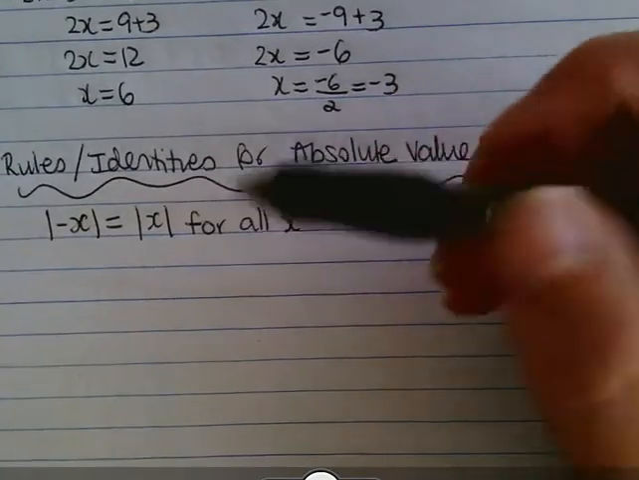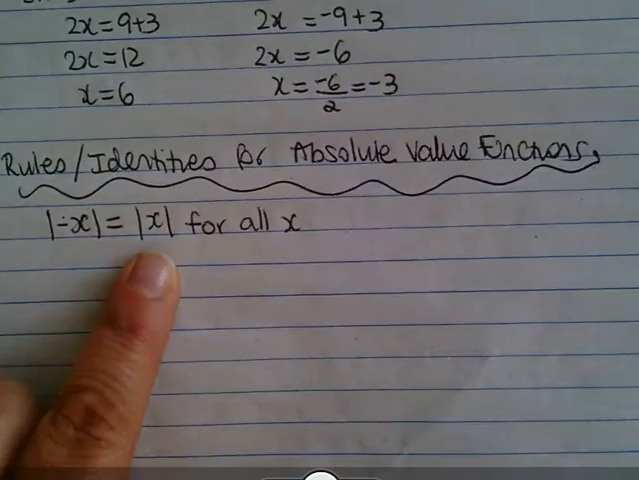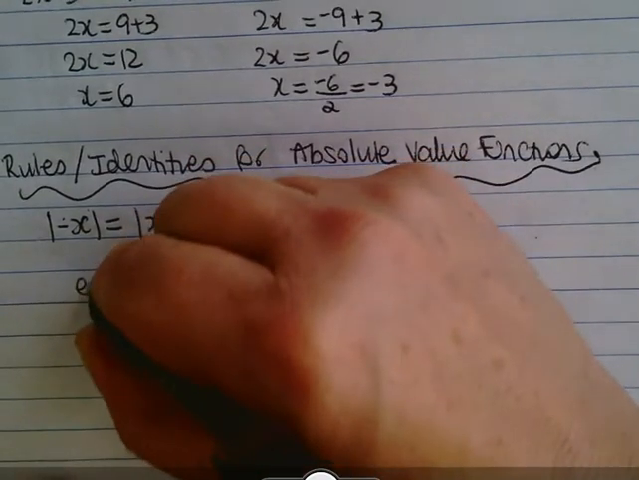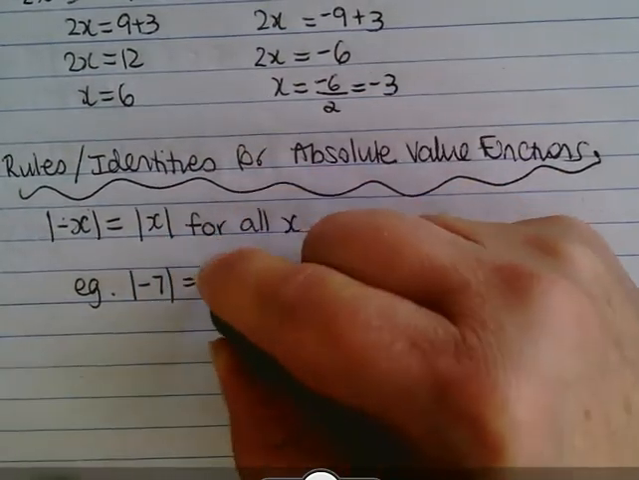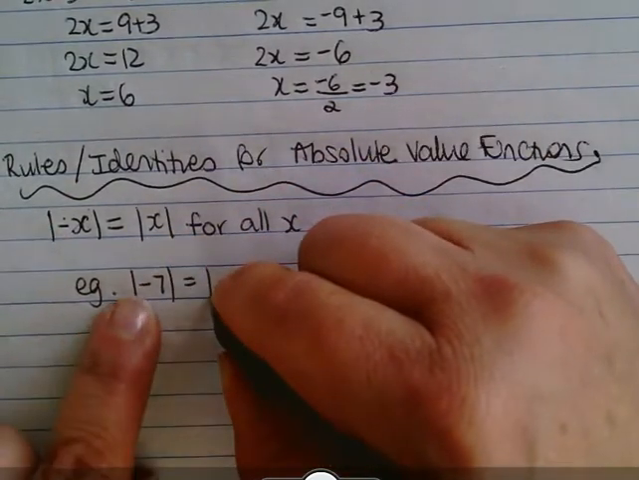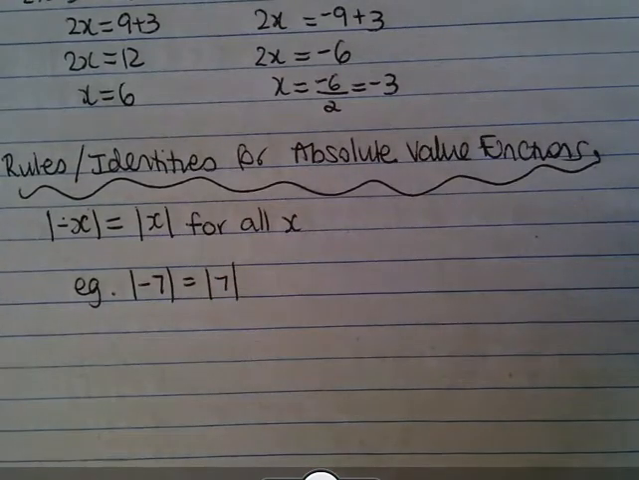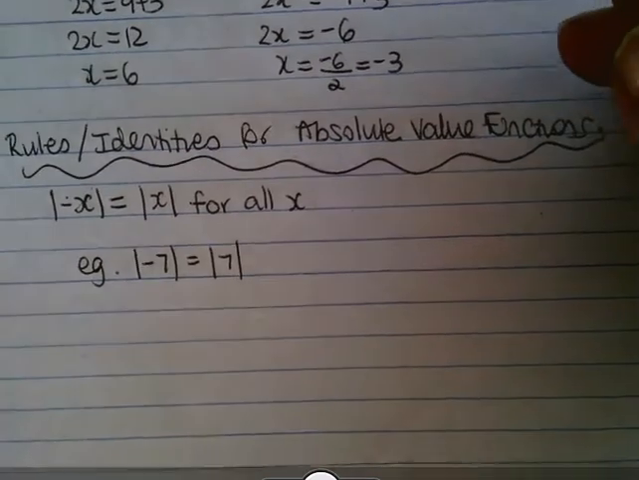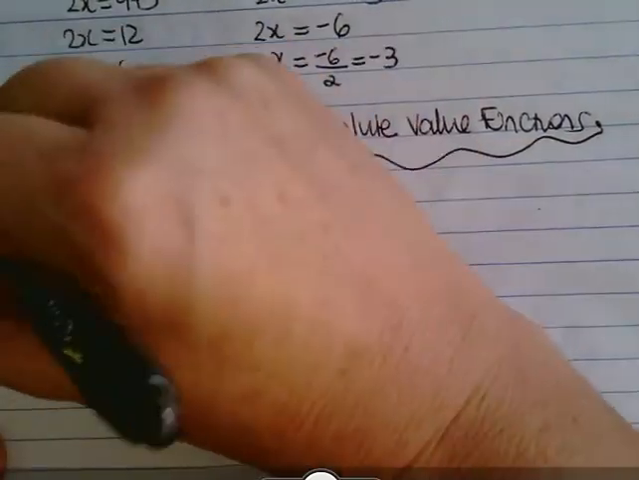They're saying that the absolute value of negative x equals the absolute value of x for all x. Let's just have a look. Example. Let's say x is 7. Does the absolute value of negative 7 equal absolute value of 7? Is that true? Why is it true? Because they're both equal to 7. Good.